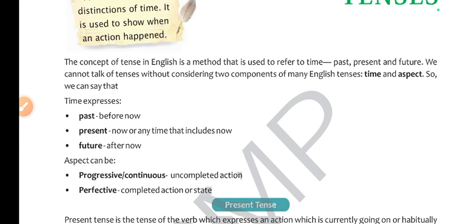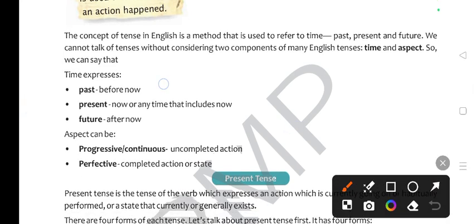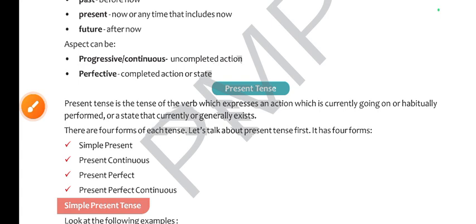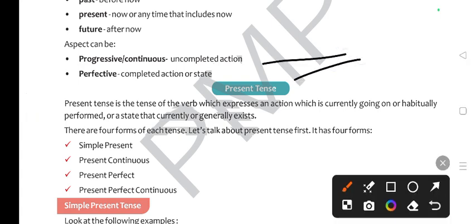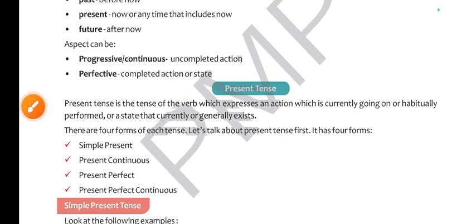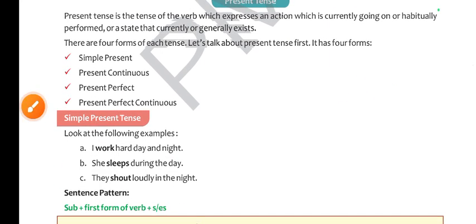Understood? Time expressed as past means before now, present means now or any time that includes now, and future means after now. Progressive is an incomplete action, it means the action is going on. Perfect tense means the action is completed, or a complete action or state. So let's talk about present tense. Present tense is the tense of the verb which expresses an action which is currently going on or habitually performed, or a state that currently or generally exists.